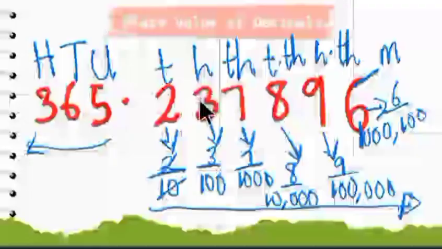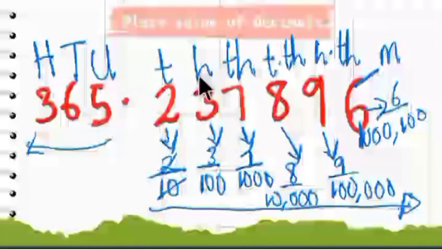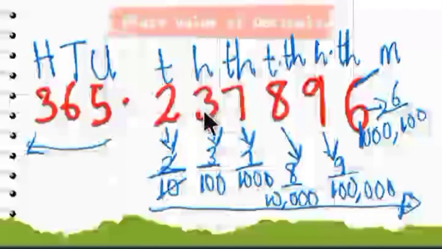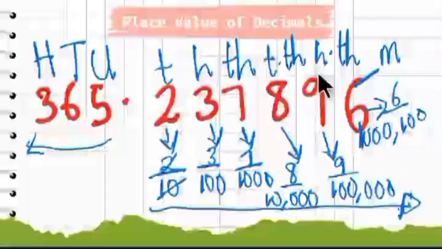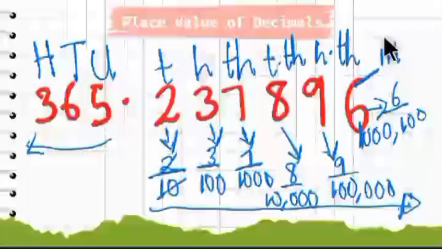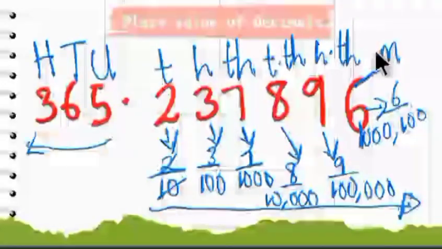After you're done with 2, you go to the next digit, 3, and the value is hundredths. The next is thousandths, ten-thousandths, hundred-thousandths, and finally millionths.